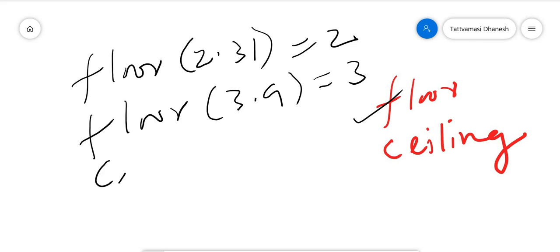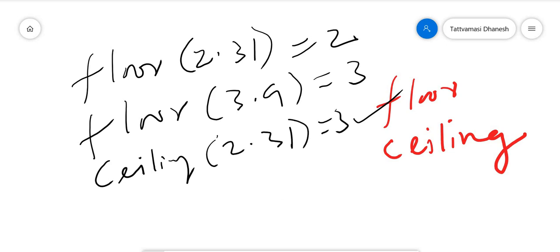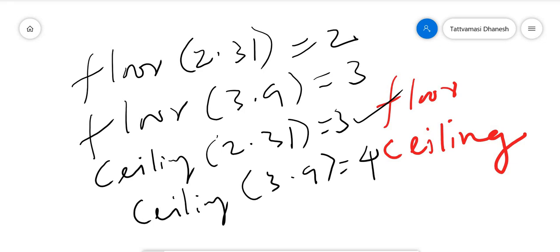But when you take the ceiling function, the ceiling of 2.31 is 3. It will take the biggest number. The ceiling of 3.9 is 4, and the ceiling of 2.9 is 3. So it will take the biggest number. Here we usually use this floor function to avoid decimal values in the convolution operation.